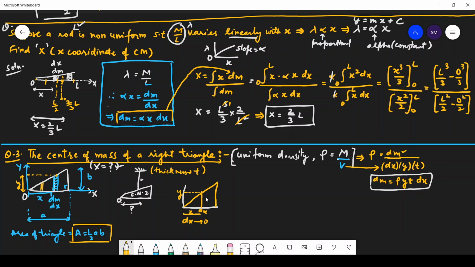See, tell me, you have this metal strip. What is the volume of this strip? This is dx, its width is dx, length is y, and height is the thickness t. What is the volume? Tell me. dx into y into t. So this is what I have written: dx into y into t.